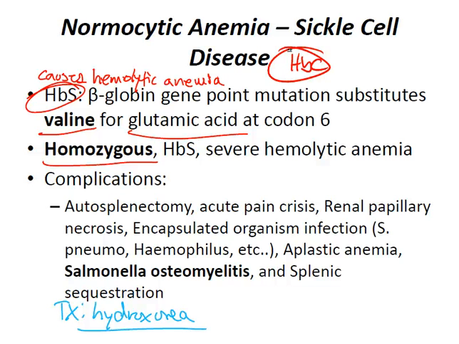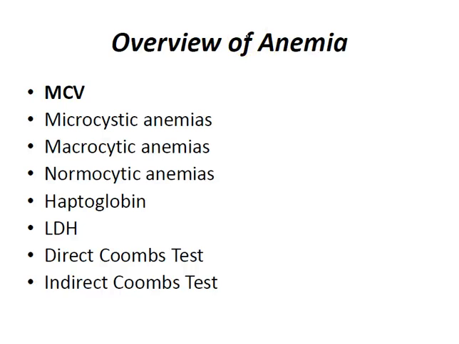So let's do an overview of anemia. The most important thing you look at right away is the MCV, the mean corpuscular volume. It's one of the best labs used for categorizing anemias. It is the best lab in my opinion. If it's below 80, it's microcytic. If it's above 100, it's macrocytic. If it's 80 to 100, it's normocytic. It's literally that simple. Very easy, very quick.